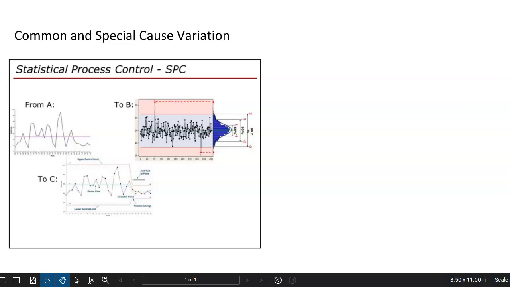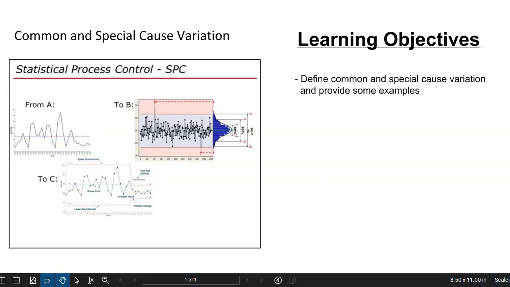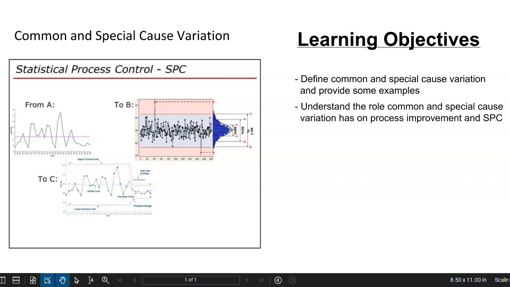In this video, I'll be taking a look at common and special cause variation, and it's part of a series of videos around statistical process control. The specific learning objectives are going to be to define and provide some examples of what common and special cause variation is, to better understand the role that common and special cause variation have in the world of process improvement and this body of knowledge known as statistical process control.